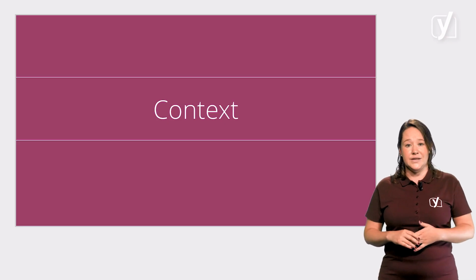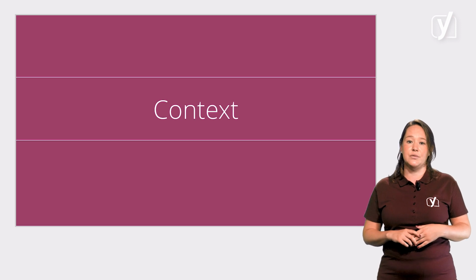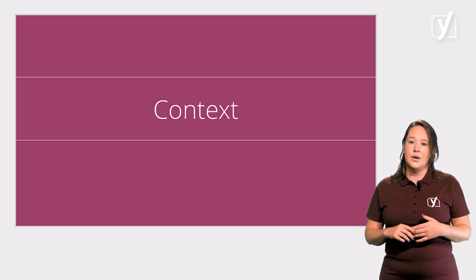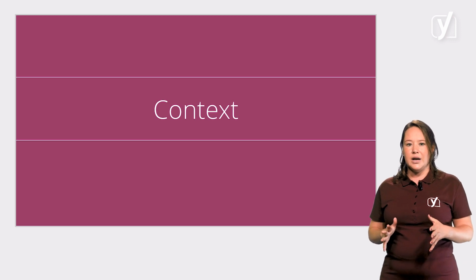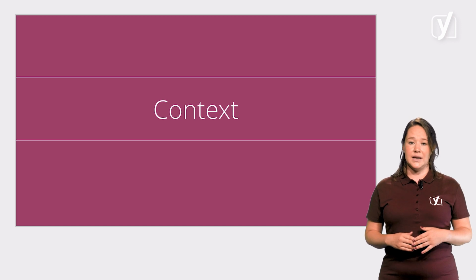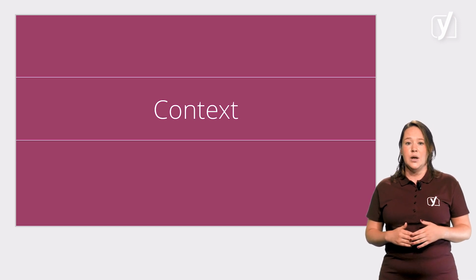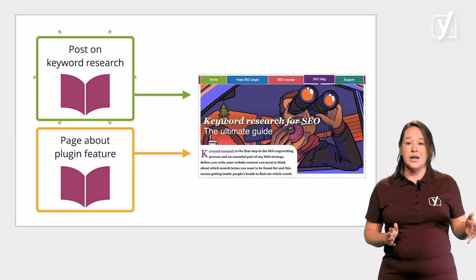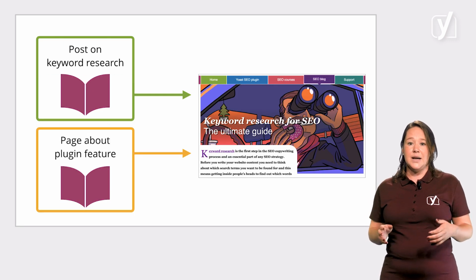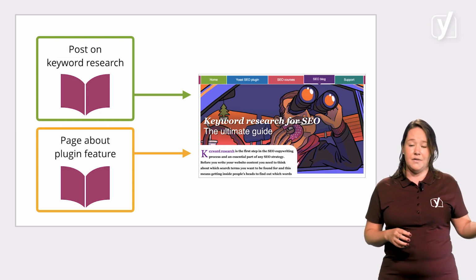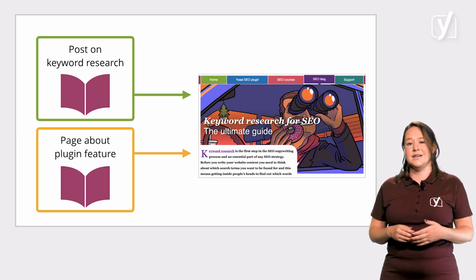Lastly, there's a third reason why internal linking is important for ranking. This has to do with the context in which links are embedded. Google has become better and better at recognizing the relevance of a link. It values a link from a page with the same topic higher, for example. So if we link to our ultimate guide to keyword research from a post on keyword research, this would be better for SEO than if we link from a page that discusses an unrelated feature of our plugin. We explore this in detail later on.